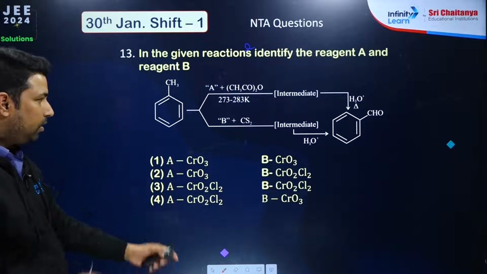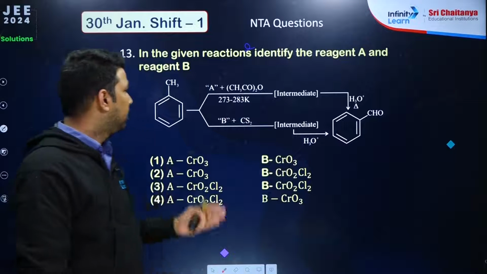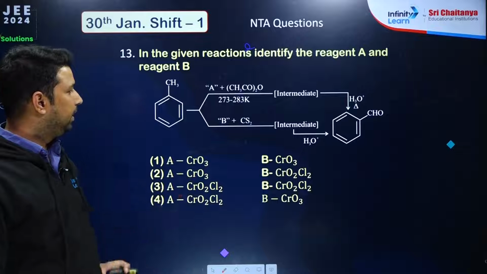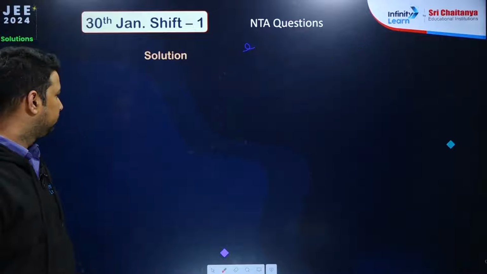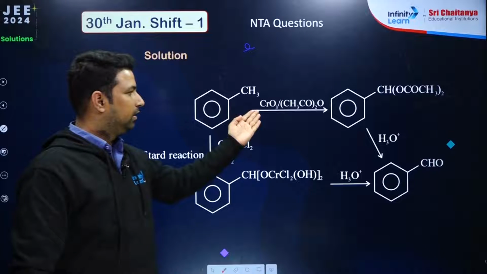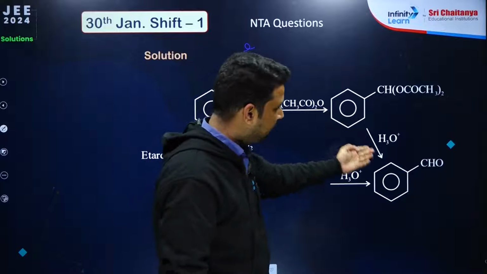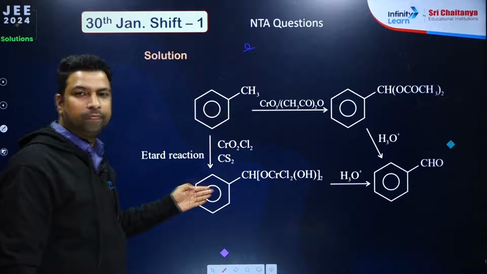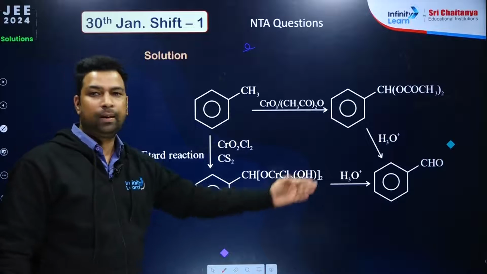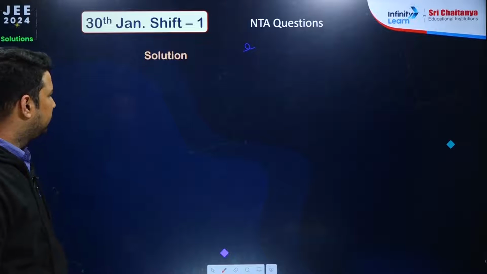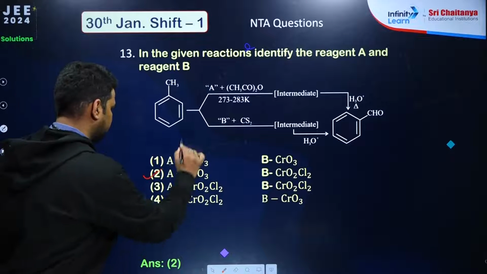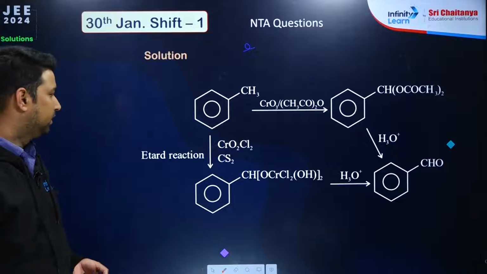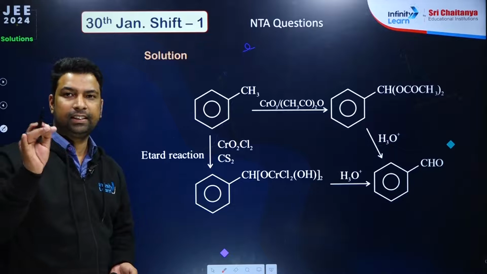Now see, it is taken from the NCERT. CrO2Cl2 and CrO3 with acetic anhydride. What should be A and what should be B? CrO3 will convert like this, and then after hydrolysis it converts into benzaldehyde. Similarly, CrO2Cl2 is the Etard reaction, followed by benzaldehyde. So which option will be correct? Option 2. This reaction was taken from the NCERT itself. Direct reaction of NCERT. It is the beauty of the paper. Everything is asked from the NCERT.